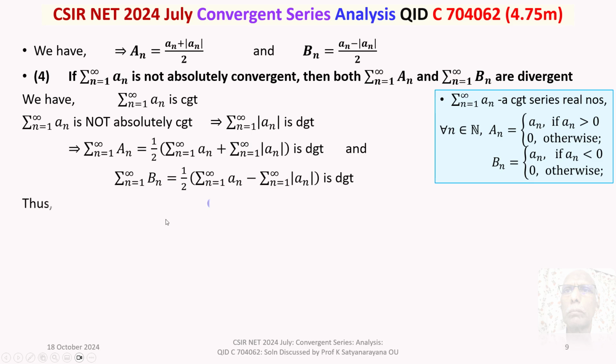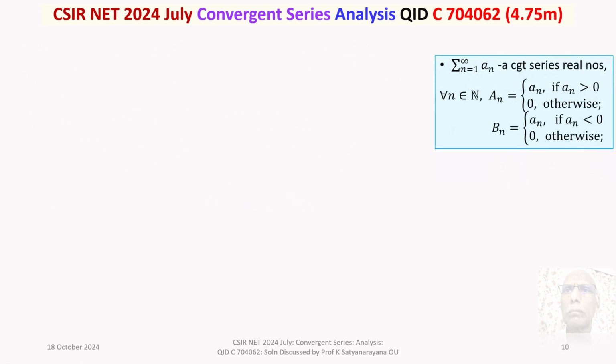So, thus we got sigma capital An and sigma capital Bn both are divergent when your sigma An is not absolutely convergent. Yes. So option 4 is true. Right. We are left with option 3. For option 3, this is not true in general.